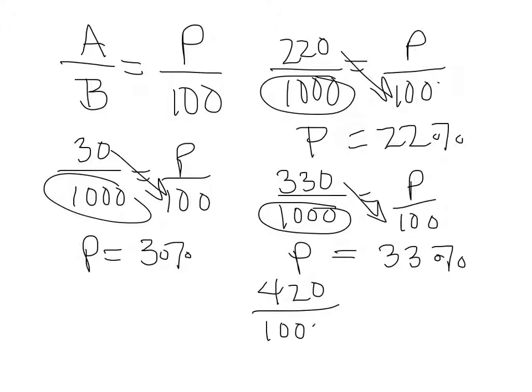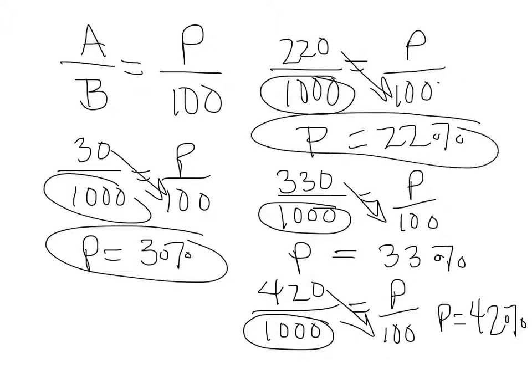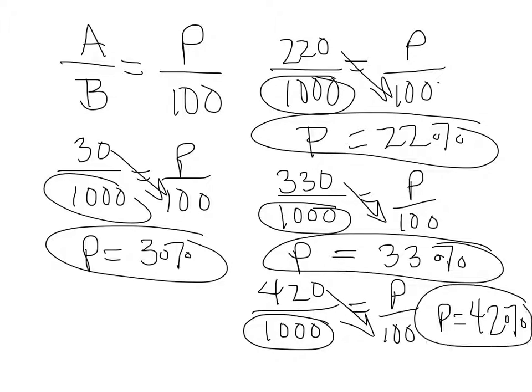420 over 1,000 equals P over 100. Cross multiply and divide, and P is going to equal 42%. And this is detailed in a chart on page 556, in a table, not a chart, but a table. So we have 3%, 22%, 33%, and 42%. If we add those all up, they equal 100%.